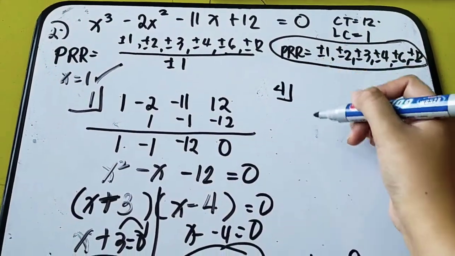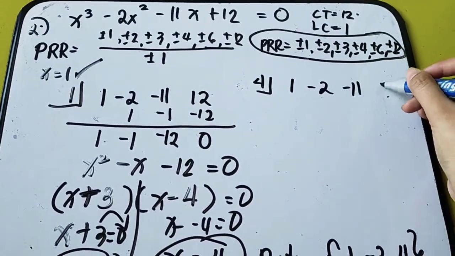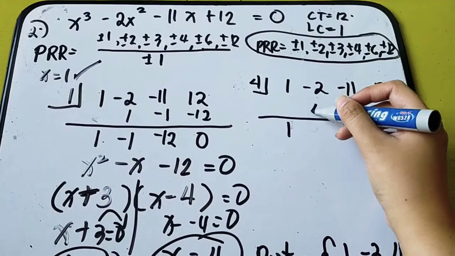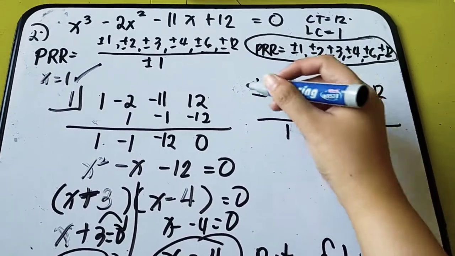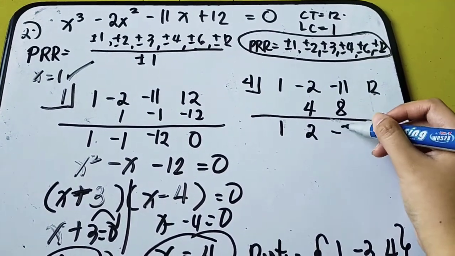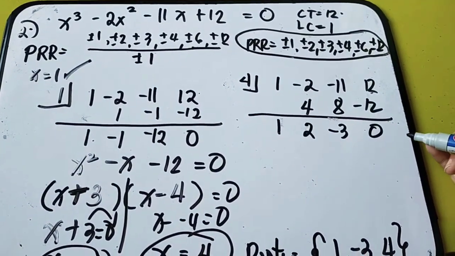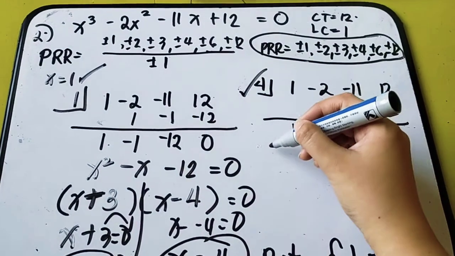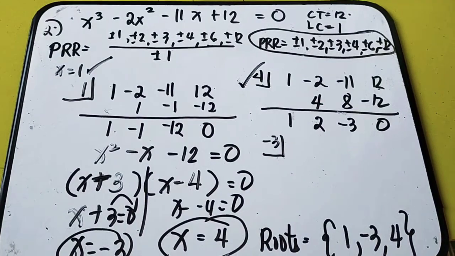Okay? Ma'am, paano pag tinry natin kunyari, si positive 4? When you try positive 4 here, so we have here 1, negative 2, negative 11, then positive 12. So, we have here 1. 1 times 4, we have here 4. Then, subtract. Then, we have here positive 2 times 4, we have here 8. Then, 8 minus 11, we have negative 3 times 4, we have negative 12. So, we have here 0. Okay? So, tumama ulit si 4.